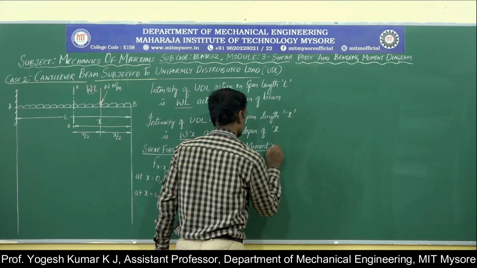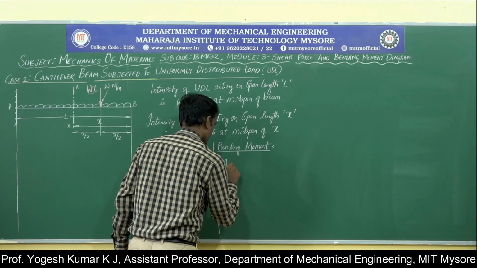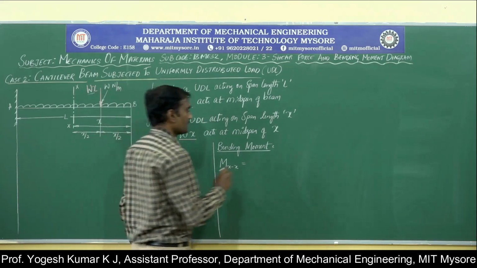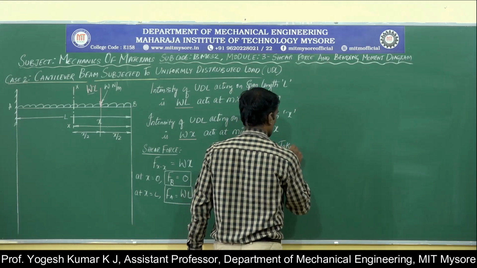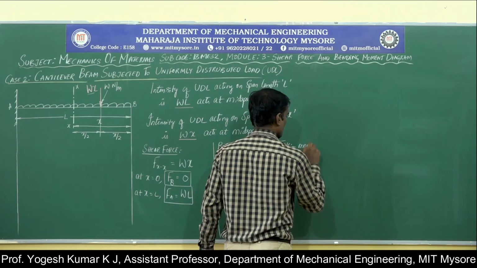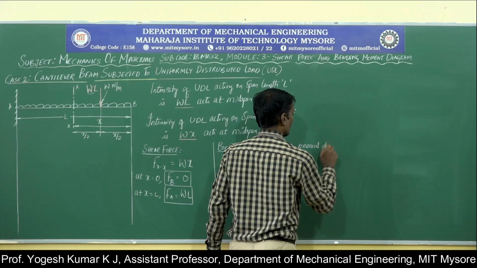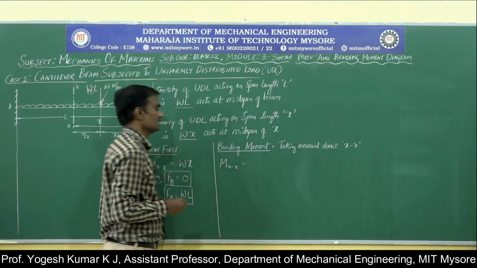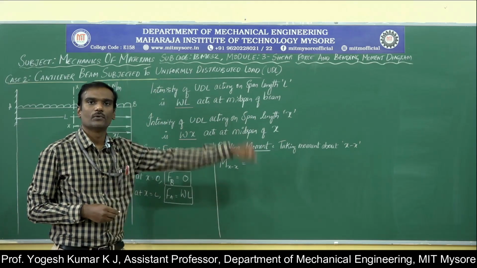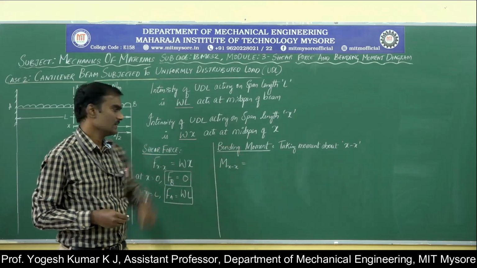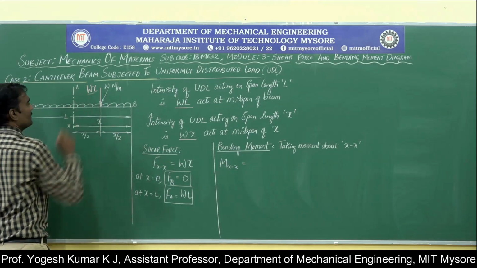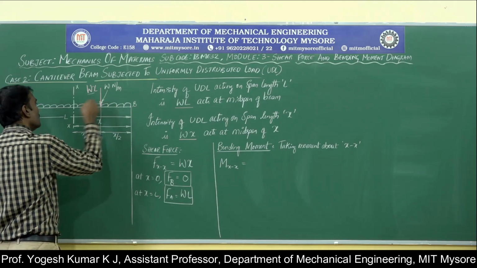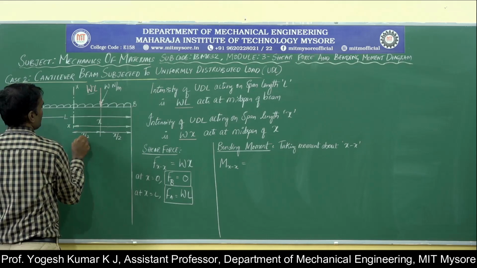So the notation that we use for bending moment is Mxx, and we are taking moment about section xx. So what is a moment? Force into the perpendicular distance. So what is the force we have? Wx. And what is the perpendicular distance from the point of application of force to the section? It is x by 2.